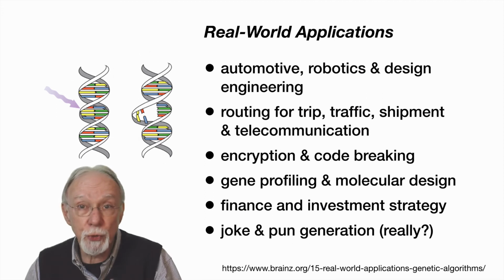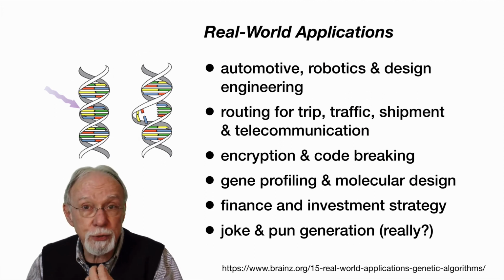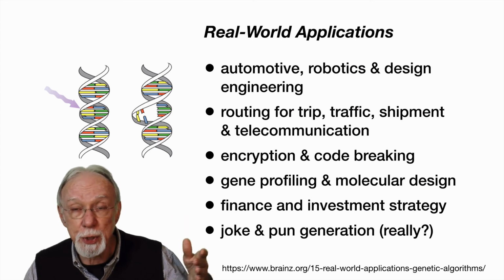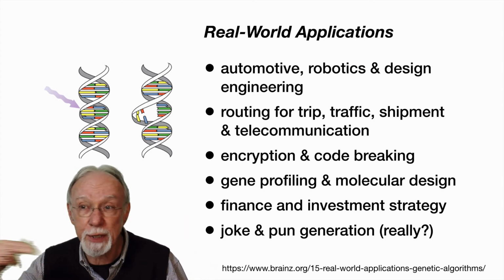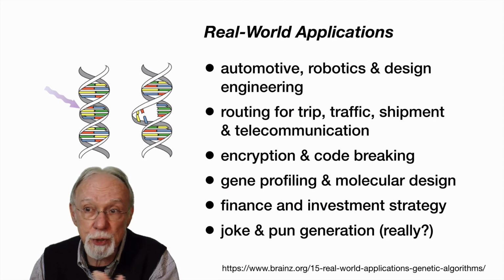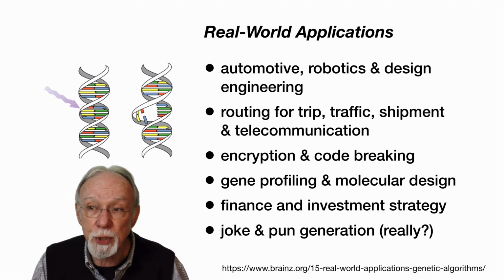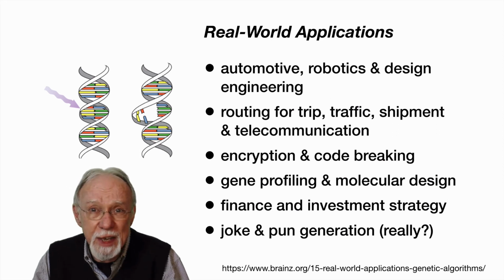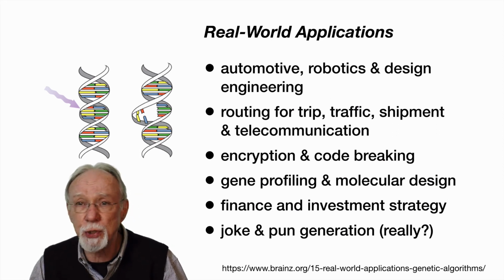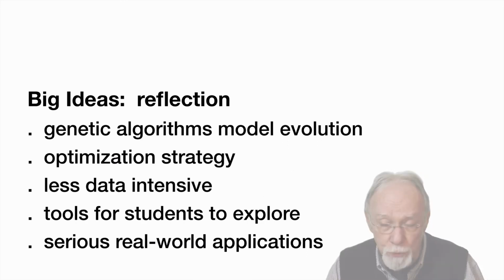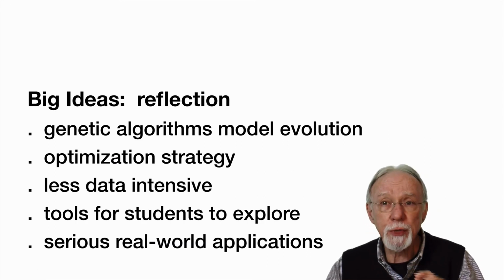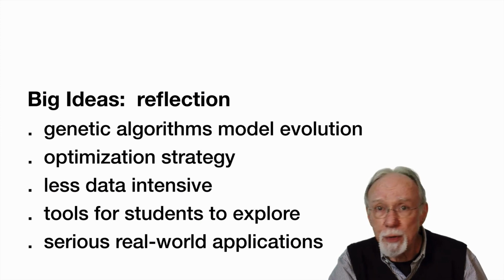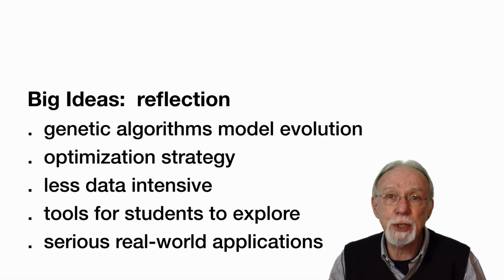So there are real-world applications for this, all sorts of engineering, routing paths for telecommunications, for the Amazon package to your door, for trips that you may want to make, for encryption and code breaking, genetic and molecular work, finance, even generating puns and jokes. Holy cow. So big ideas here are that genetic algorithms are loosely based on the successful model of biological evolution.